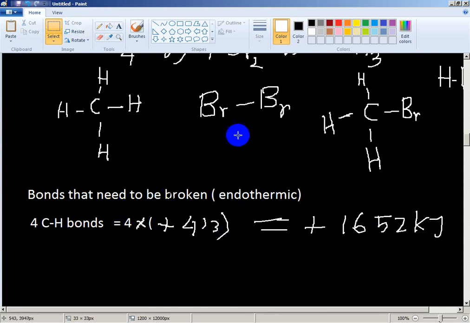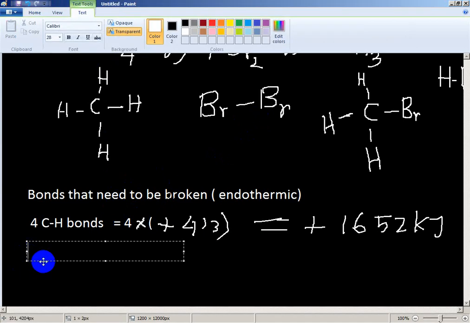Okay. Here the bromine bond is 1 bromine bond. So this is one bond, not bonds. So 1 multiplied by what? This is a plus sign because this is bond broken.